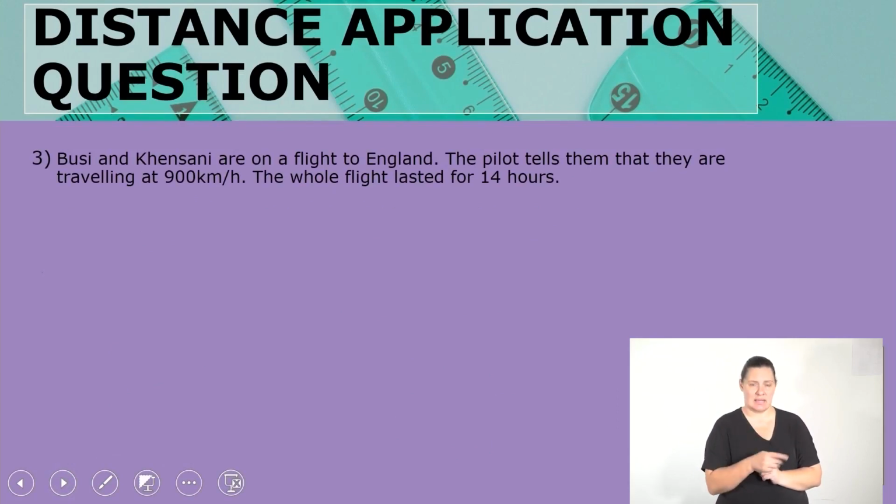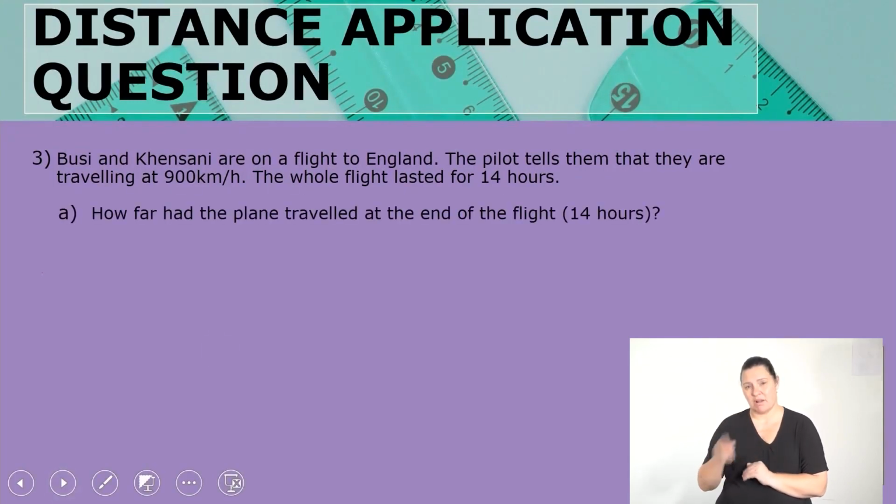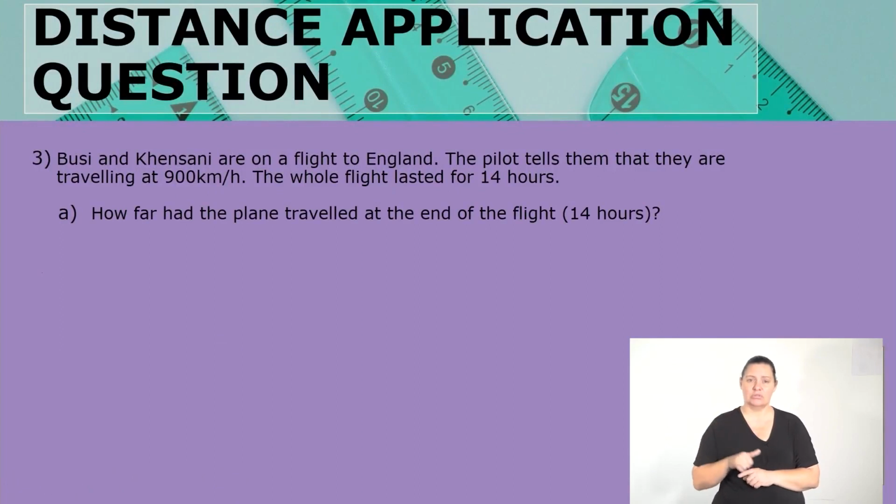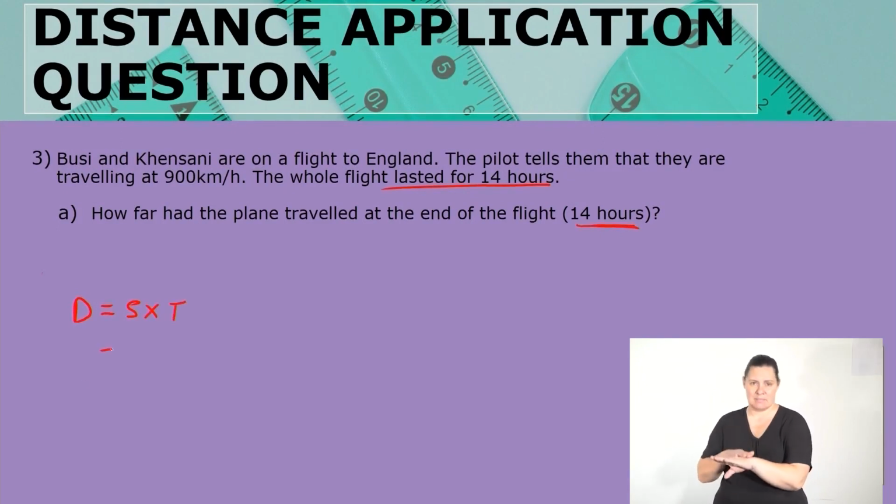Now, Busi and Kensani are on a flight to England. So we are still on the same flight. Now, the pilot tells them that they are traveling at 900 kilometers per hour and the whole flight lasts 14 hours. How far had the plane traveled at the end of the flight? So at the end of the flight, we want to know what was the distance covered in 14 hours. Same, we are going to write down the formula for distance. That is speed multiplied by time. We are still working with the speed of 900 kilometers per hour, and we are multiplying that by 14 hours.